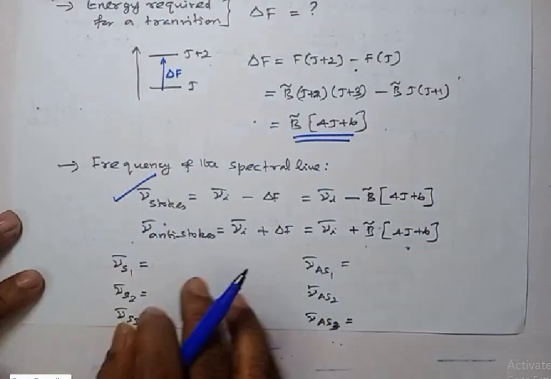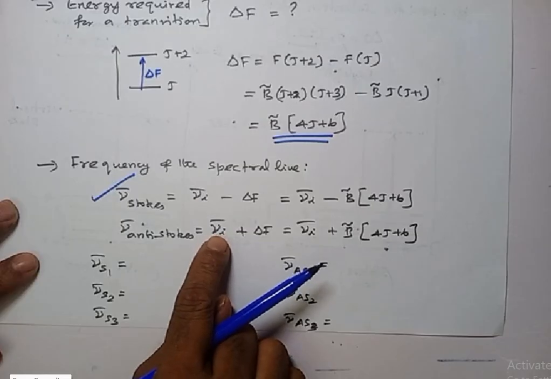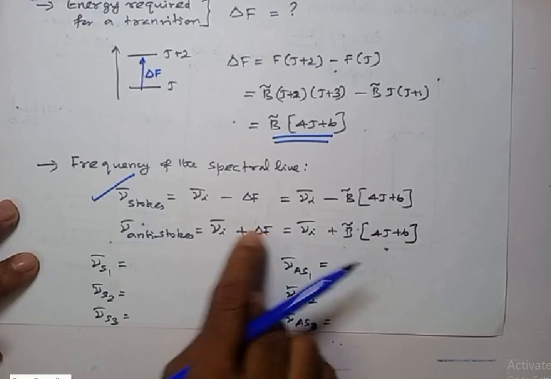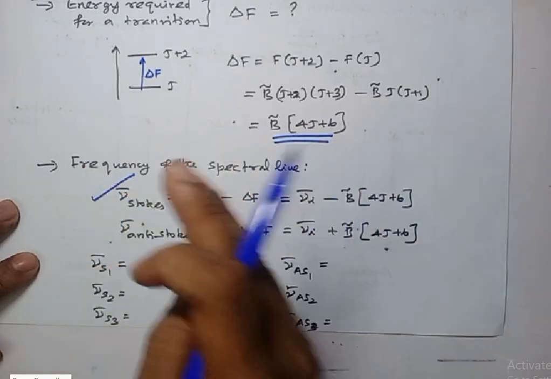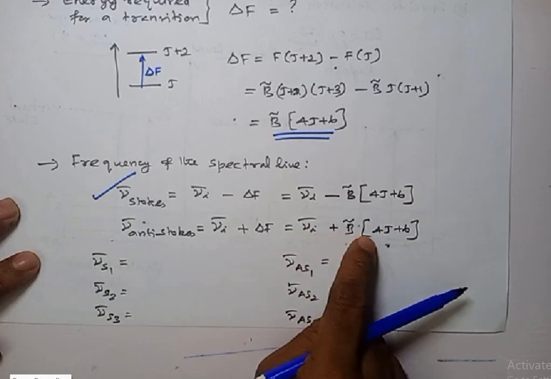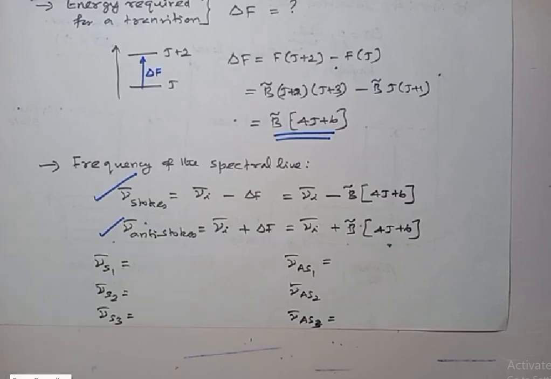Similarly, what is the frequency of the anti-Stokes line? It is equal to the frequency of the incident radiation plus the energy required for the transition, because anti-Stokes lines appear on the higher frequency side. So nu I bar plus B into 4J plus 6. This is the formula we use for the anti-Stokes line.